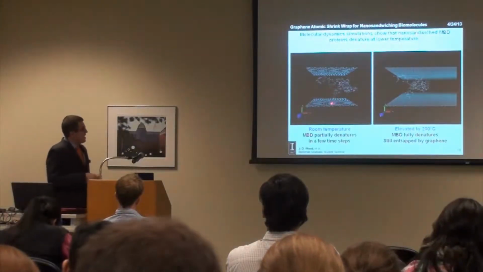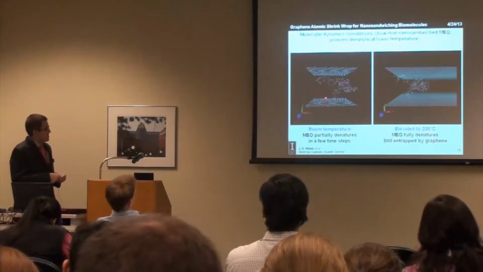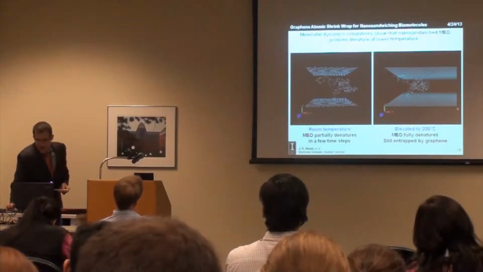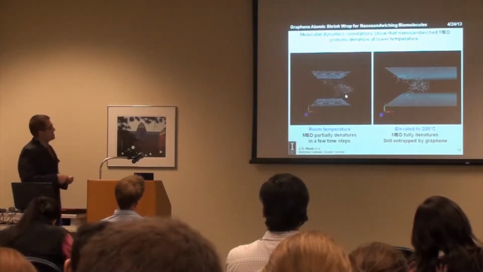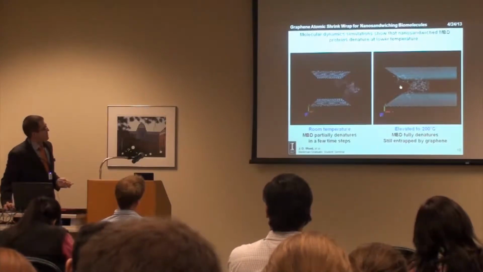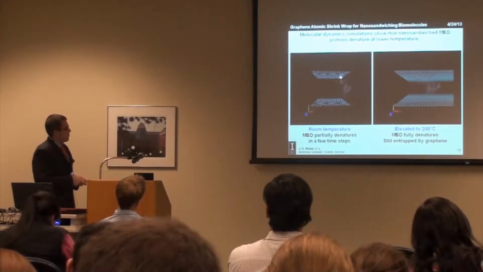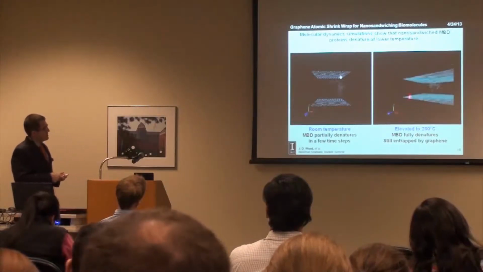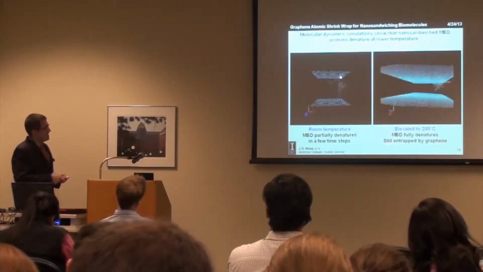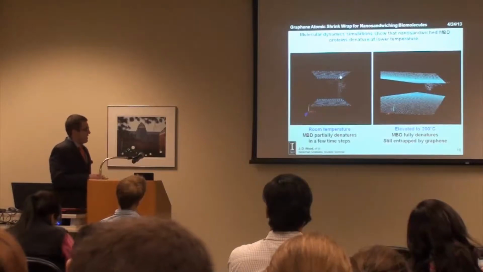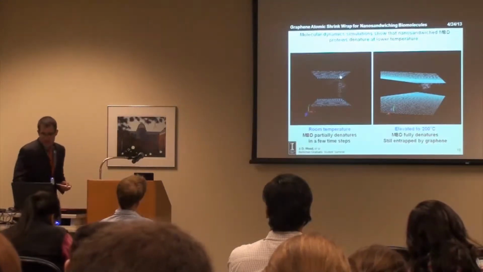which we put that same MeCP2 protein, MBD protein, between two graphene sheets. The water is not shown here. We did molecular dynamics. And when we did that, the protein essentially denatures within a few time steps. And the motion you're seeing here is actually the water interactions with the protein. When we elevate it to 200 Celsius, the same model, it denatures immediately, and it's pretty mobile due to the fact that the water molecules are fairly mobile at 200 Celsius.